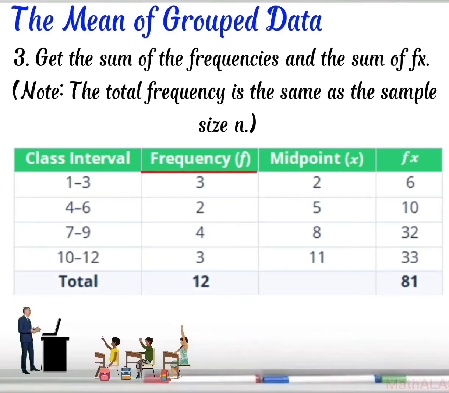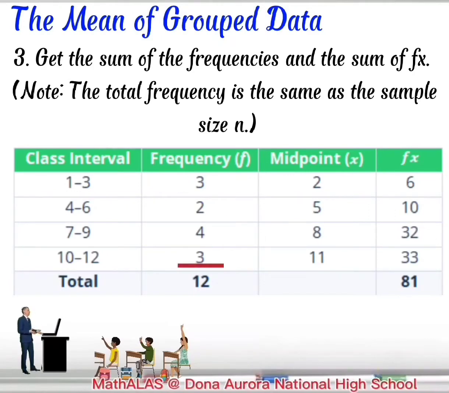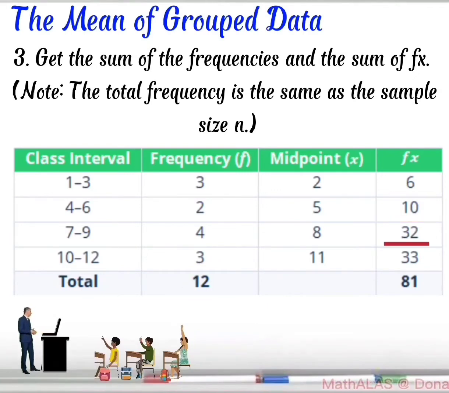Step 3, get the sum of the frequencies and the sum of f of x. The sum sa frequencies ay 3 plus 2 plus 4 plus 3 equals 12. Ang summation sa product ng frequencies at saka midpoints naman ay 6 plus 10 plus 32 plus 33 equals 81.